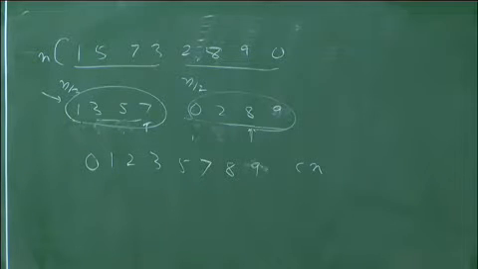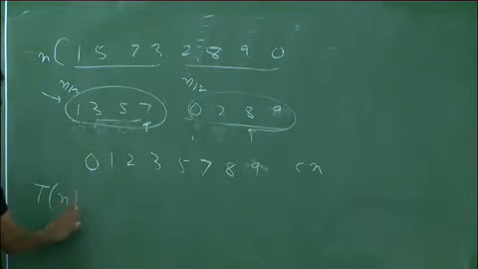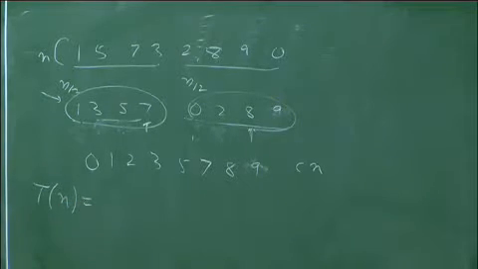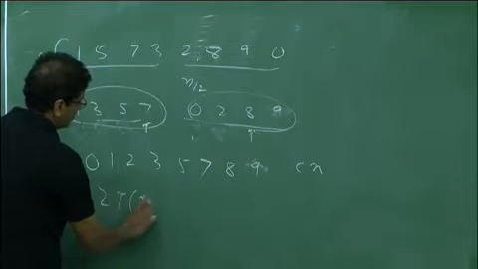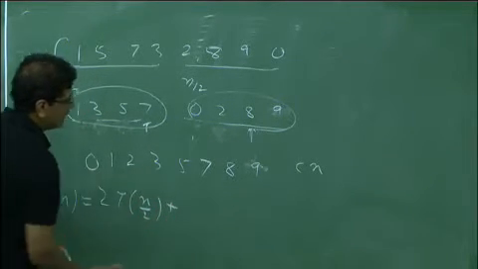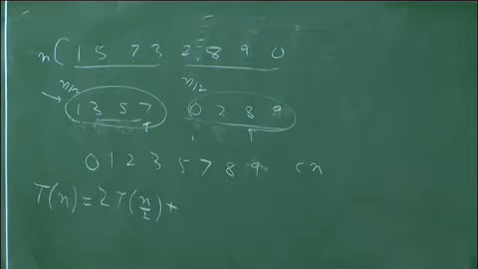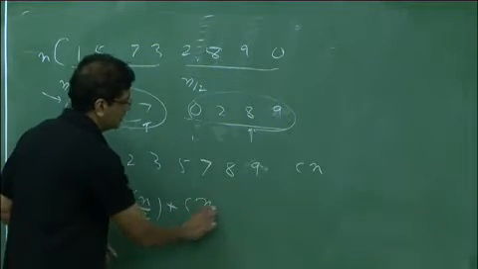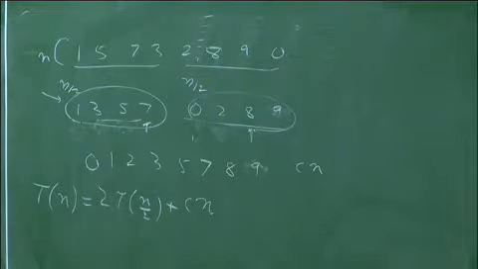So, what I am claiming now is that T n, to sort something of size n, I need to solve two sub problems of size n by 2, and I will apply the same idea again. So, T n over 2 plus I need to add C n. Okay. So, now I need to solve what is T n. What is T n now?